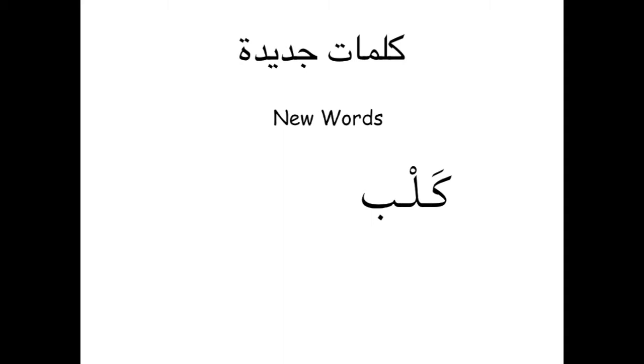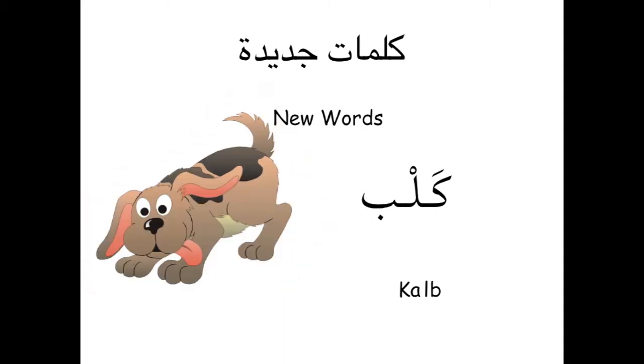Okay, so this is a Kaaf with a fatha, which makes Ka. And then a lam with a sukoon, which is L. And then a ba, B. Kalb, which means dog. Next word.